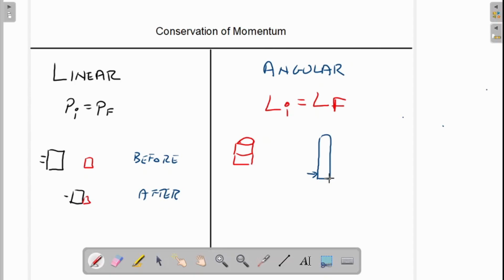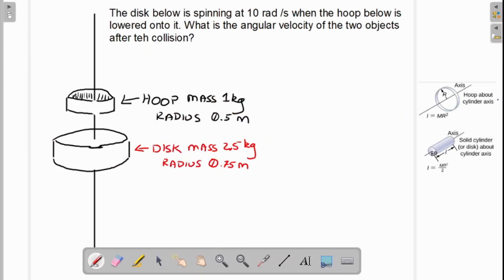These are the two general scenarios, and while they are very similar to linear momentum, they are different enough that we should address each one separately. We'll start with the easier one. Two objects are going to collide and stick together. In this case, I have a hoop of mass 1 kilogram and radius 0.5 meters, and a disk of mass 2.5 kilograms, radius of 0.7 meters. And they stick together in a perfectly inelastic collision.